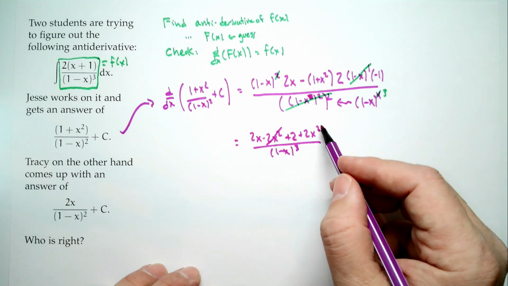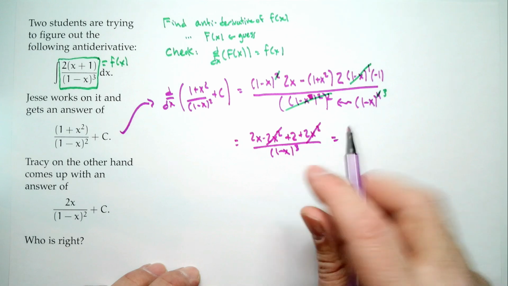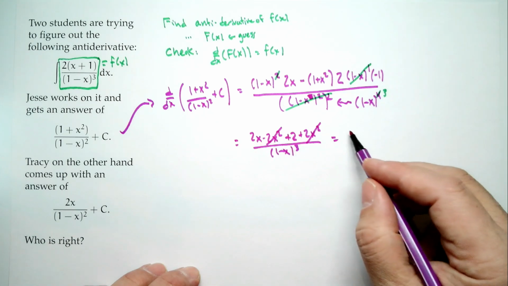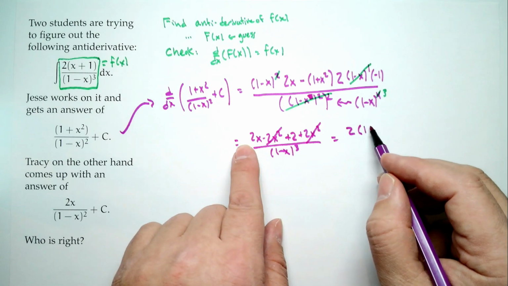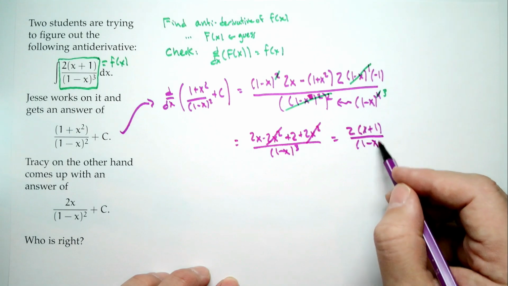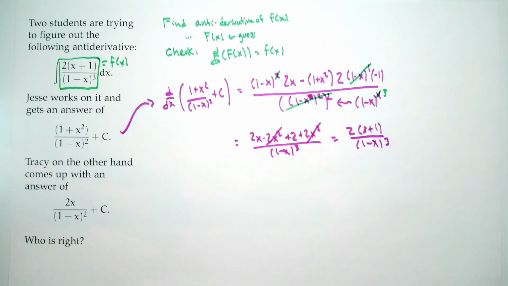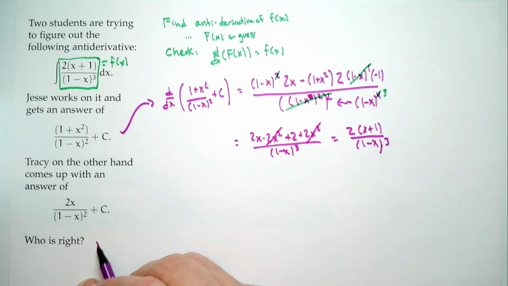The minus 2x squared and the plus 2x squared cancel. And we pull out a 2. So we get 2, and if you look, that's 2 times 1 and that's 2 times x. So 2 times x plus 1 over 1 minus x cubed. And so we say, aha, now we know. Who was right? It's Jesse. Jesse got it right. All right, are we done with the problem?